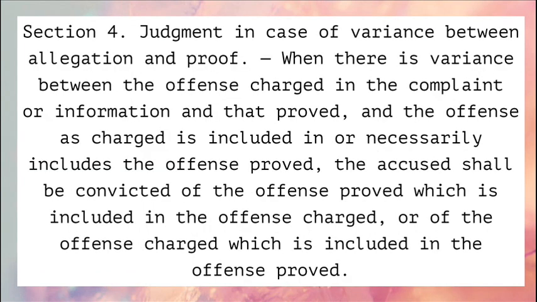Section 4. Judgment in case of variance between allegation and proof. When there is variance between the offense charged in the complaint or information and that proved, and the offense as charged is included in or necessarily includes the offense proved, the accused shall be convicted of the offense proved which is included in the offense charged, or of the offense charged which is included in the offense proved.